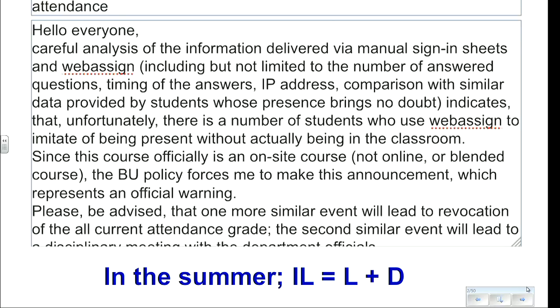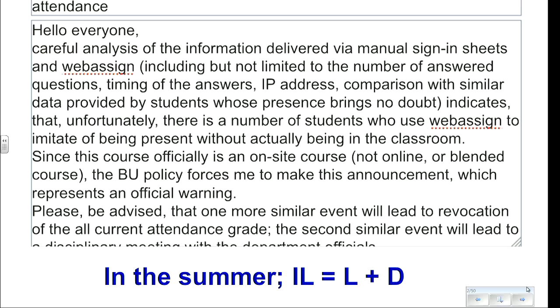Now, yesterday I sent an email, and I had an impression some students thought I sent this email specifically to them. If I send an email specifically to you, you know I send it to you. It starts from your name. This is a generic email, has been sent to the class.